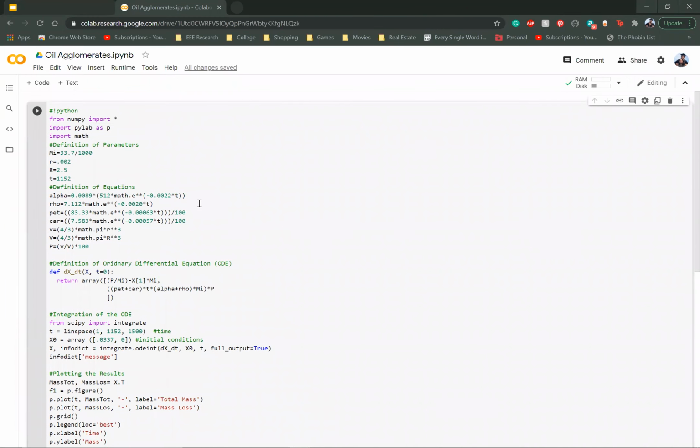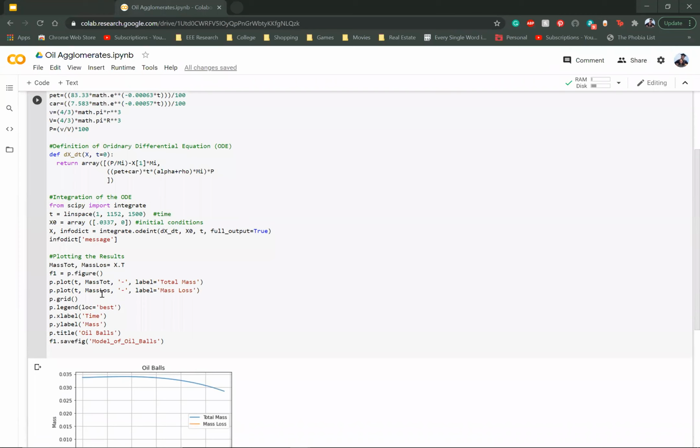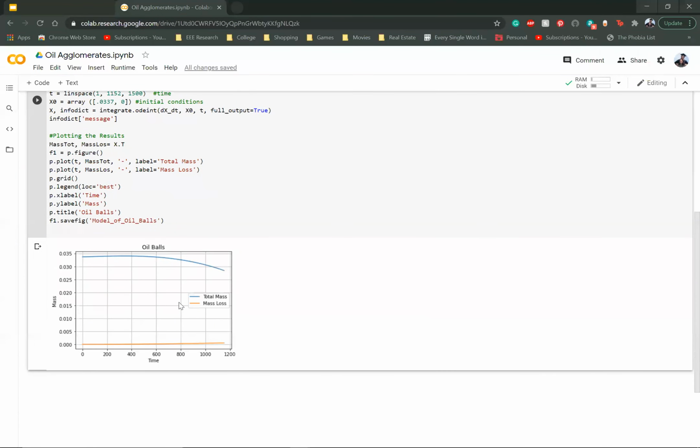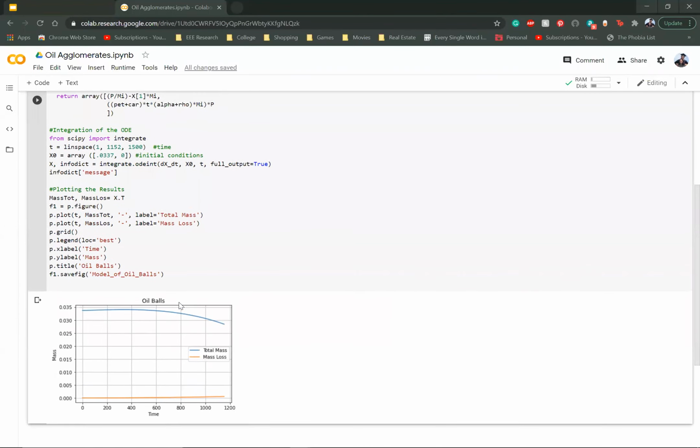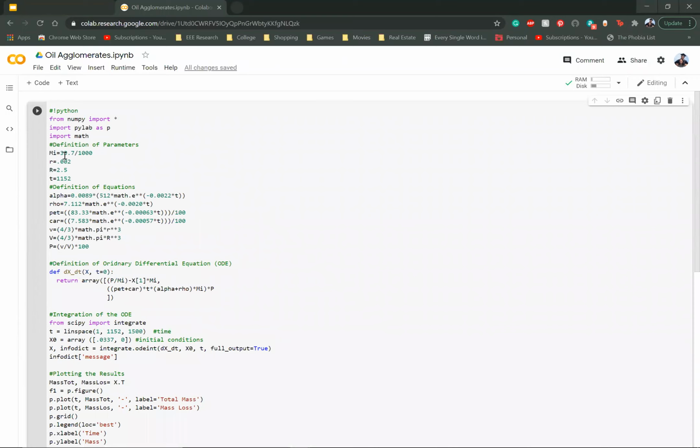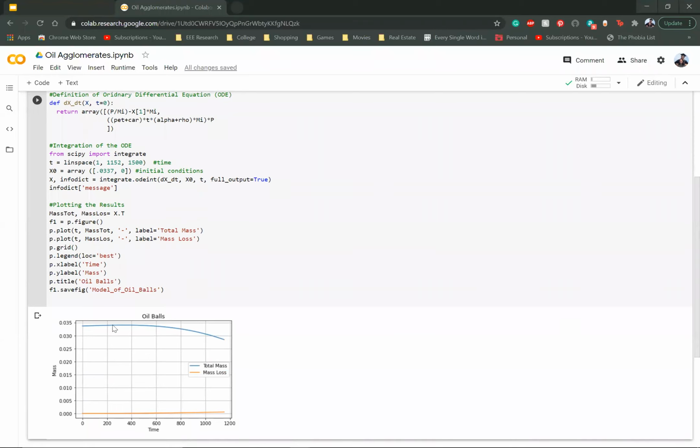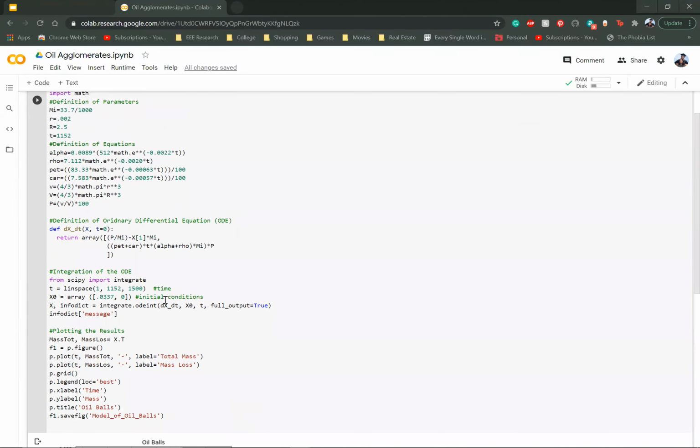We have our definition of our parameters, the definition of the equations that I mentioned earlier on, and the definition of our ordinary differential equations, the coupled system, the integration of those ODEs, and then the plotting of our results. So as you can see, this is the plot of the results that would come from the research paper. We used the 33.7 grams of SOA, which was about the average, and it shows a very slow decay of the total mass, while there is a very gradual mass loss that is increasing, which results in the total mass decreasing.